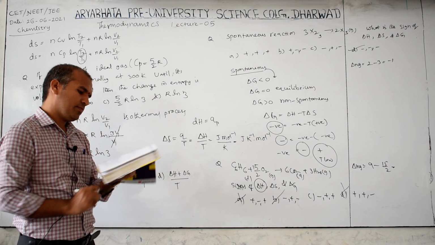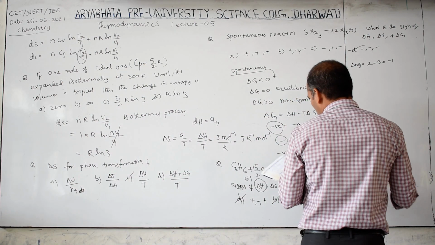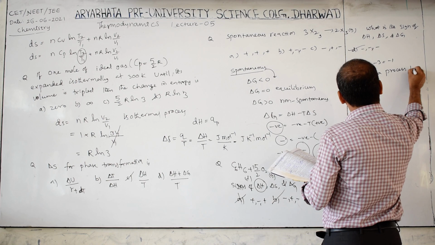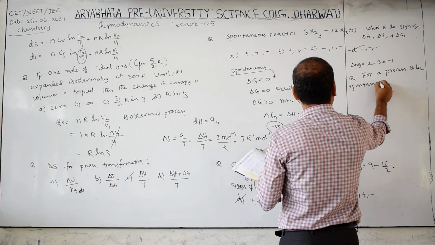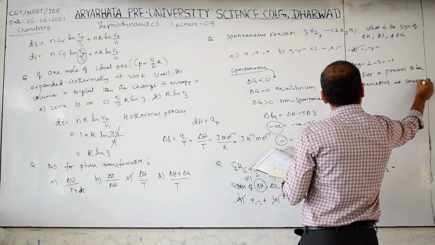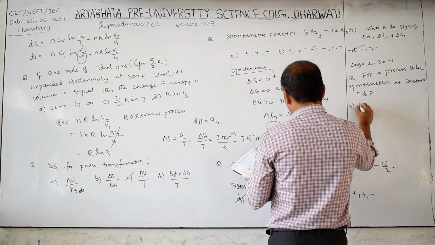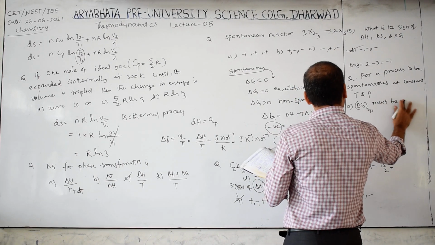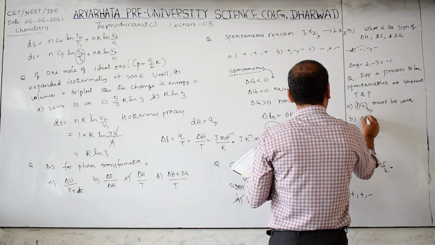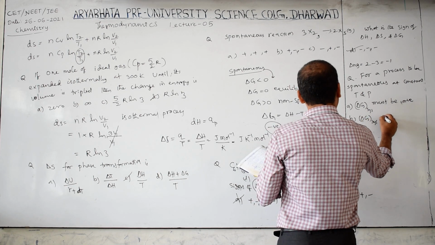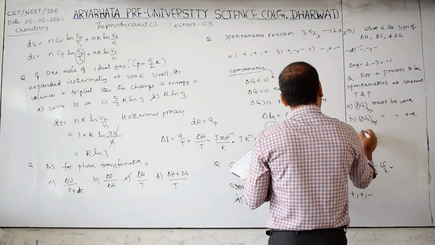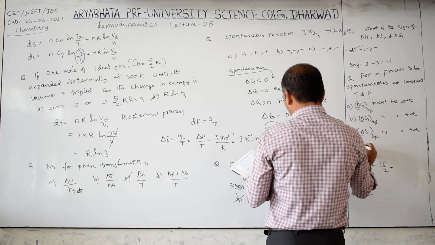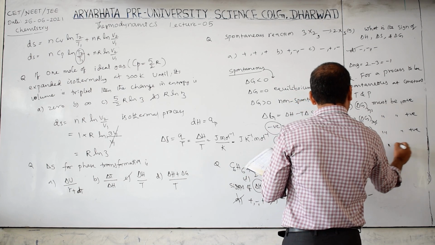Next question is, for a process to be spontaneous at constant temperature and pressure: A, delta G system must be negative; B, delta G system must be positive; C, delta S system must be positive; D, delta S system must be negative.